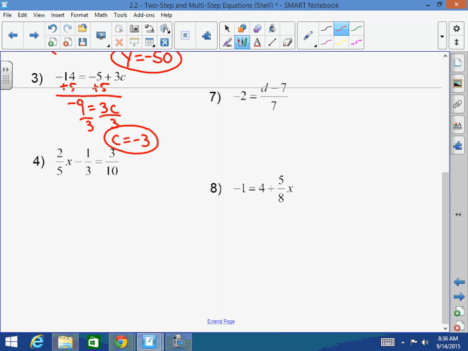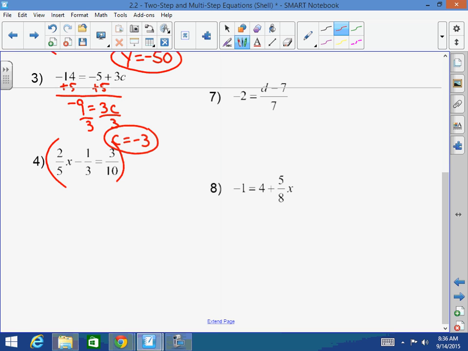Technically, what you should do is add 1/3 to both sides. Then you got to get rid of the 2/5 that's being multiplied to x, and you would multiply by the reciprocal. But sometimes a lot of people get messed up with that. They don't like fractions. So the best way to get rid of fractions is to find the LCD and multiply every single term by the LCD.